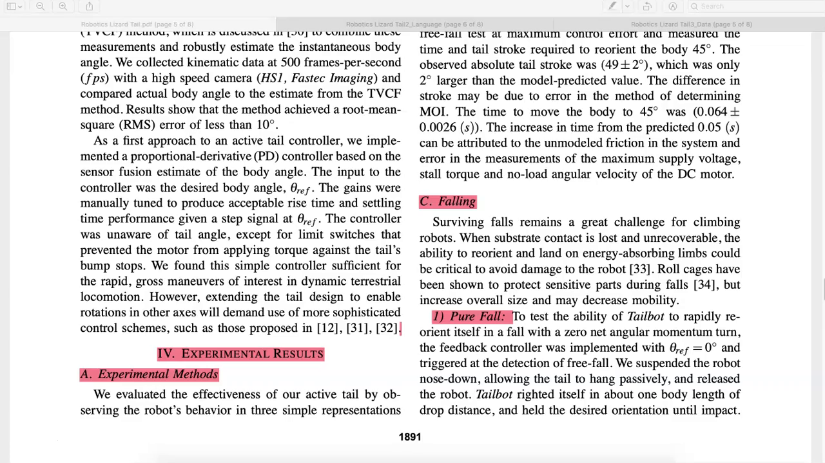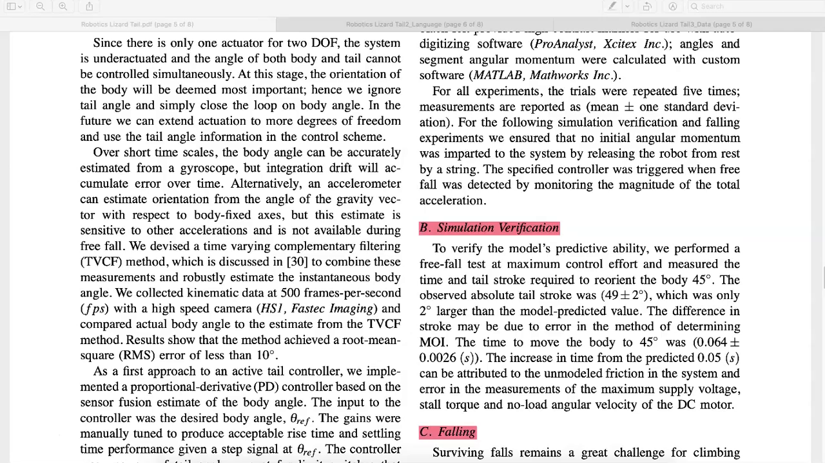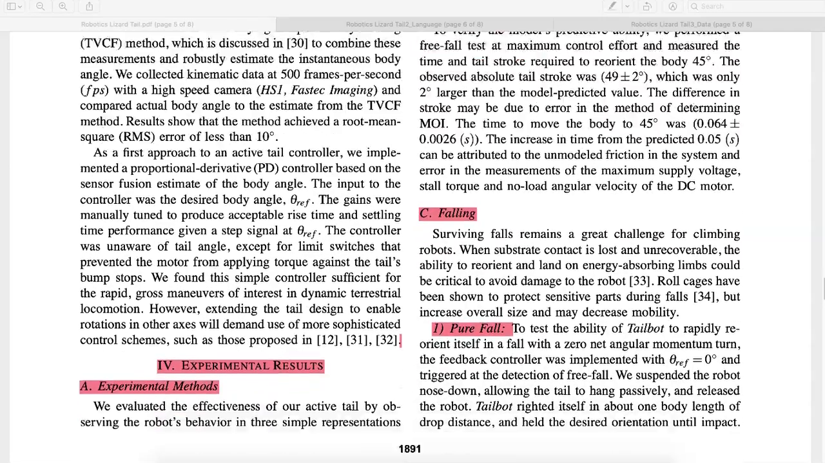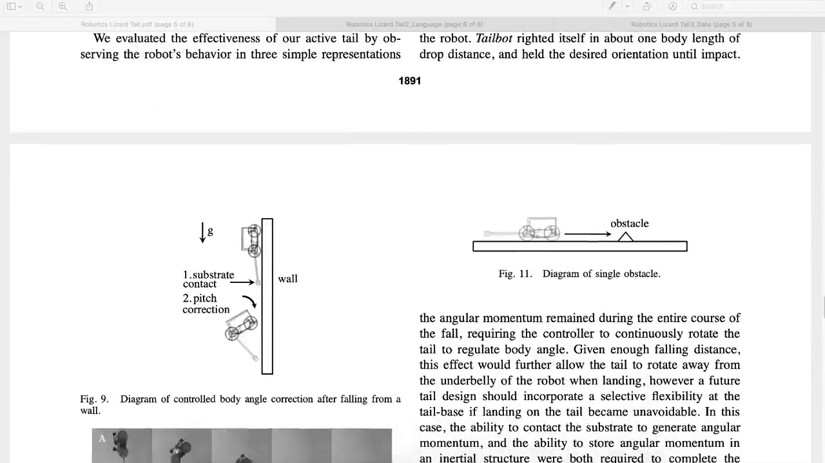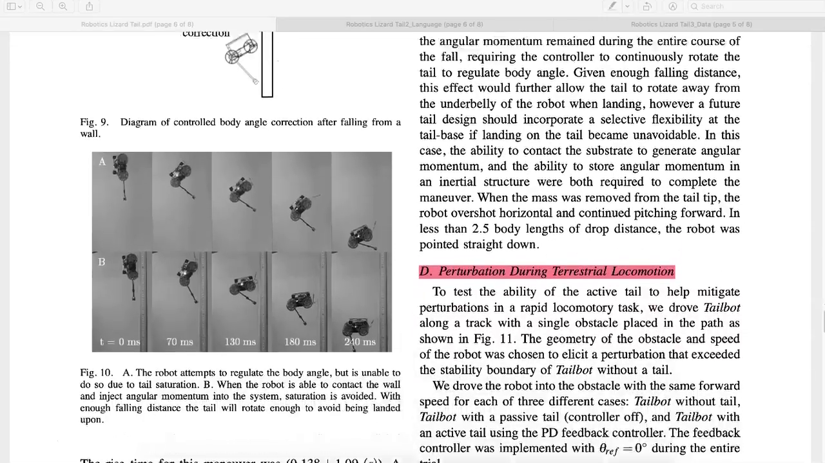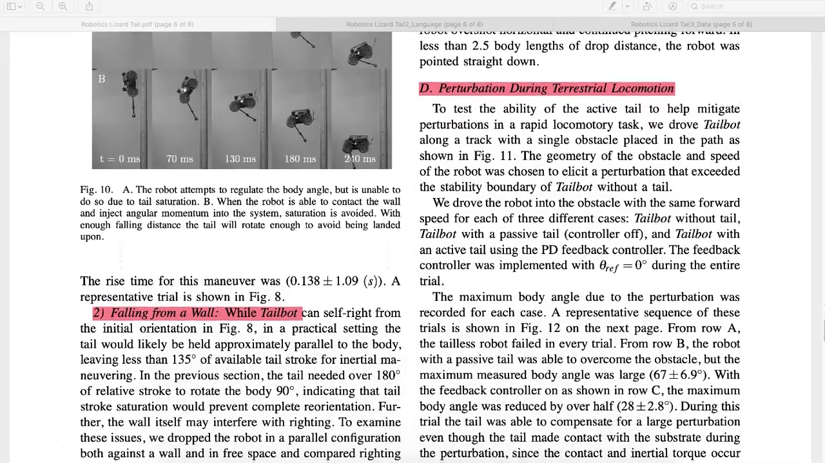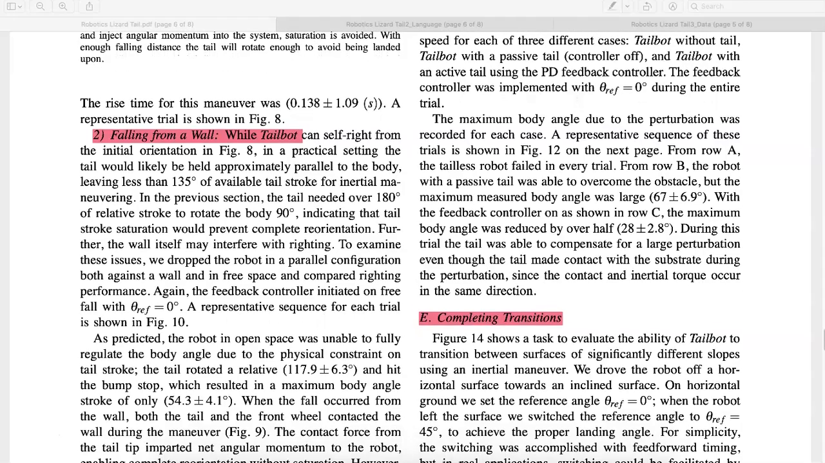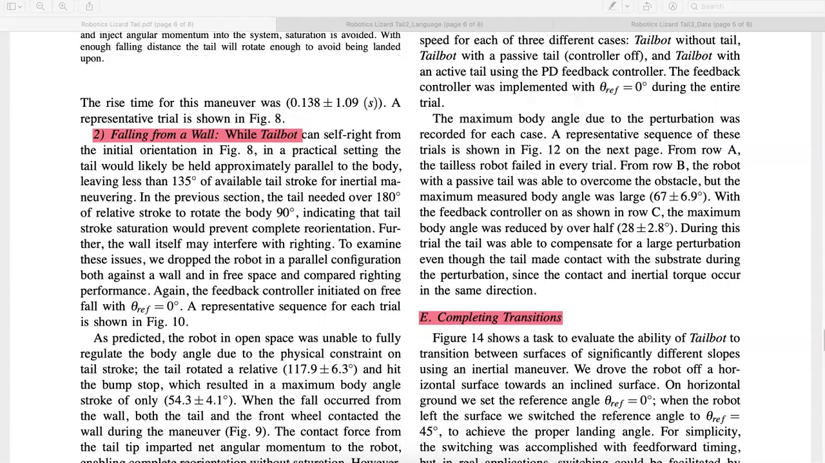For subheadings, this paper uses general subheadings like experimental methods or simulation verification, as well as more experiment-specific subheadings like falling from a wall and completing transitions. If your design is in conversation with common tests performed in robotics, consider using some of that vocabulary in your headings and subheadings. That way, readers who are specifically interested in that type of content can easily find that information.